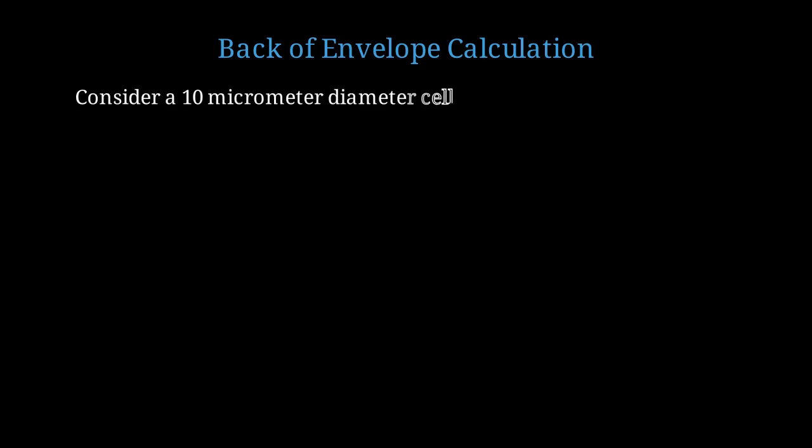Let's do a quick back-of-the-envelope calculation to get a feel for the magnitude of DEP forces. Let's consider a biological cell with a diameter of 10 micrometers, which is typical for many mammalian cells. The radius is 5 times 10 to the negative 6th meters. The permittivity of water is about 80 times the permittivity of free space, which is 8.85 times 10 to the negative 12 farads per meter.